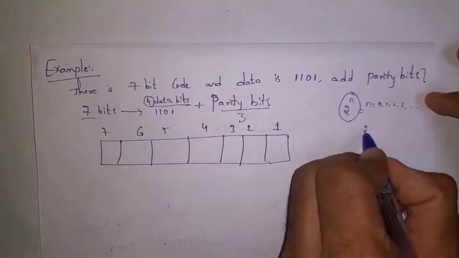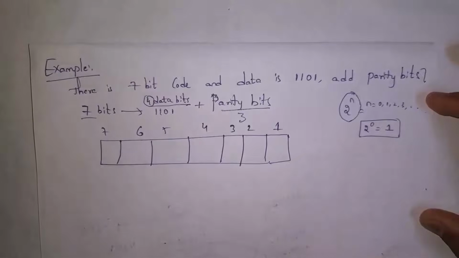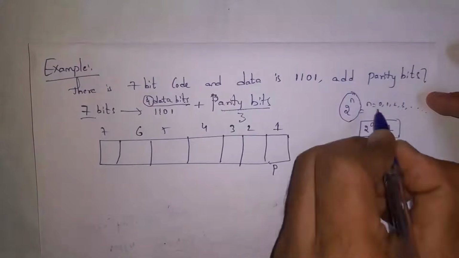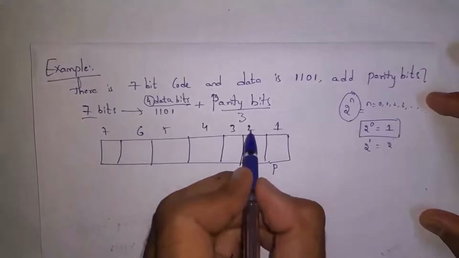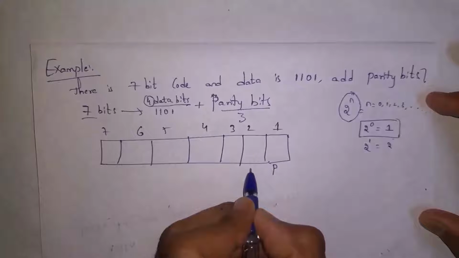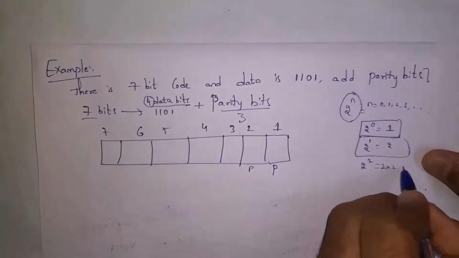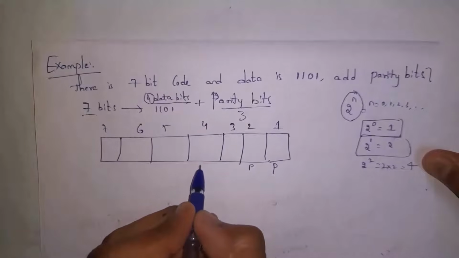So at first I will take 2 power 0. 2 power 0 is nothing but 1. So in first position we can place parity bit. So first parity bit is in position 1. Next n value is 1. So now 2 power 1. 2 power 1 is nothing but 2. So second position is available. So in second position we can place parity bit. And next 2 square, that is 2 into 2, that equal to 4. So fourth position is available. So in fourth position we can place parity bit.